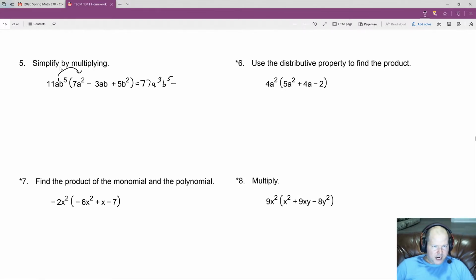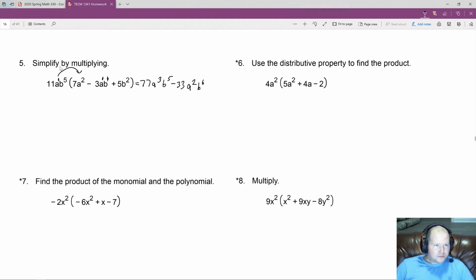So next, minus. So we say 11 times negative 3. That would give me negative 33. And we have a to the first power times a to the first power. If you don't see it, you understand it's a 1. So we end up with a to the second power. Then we have b to the fifth power times b to the understood or implied first power. So 5 plus 1 is 6. So we end up with b to the sixth power.